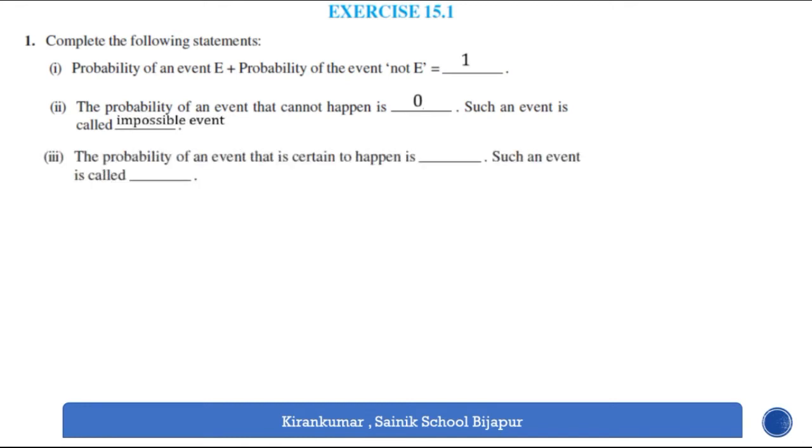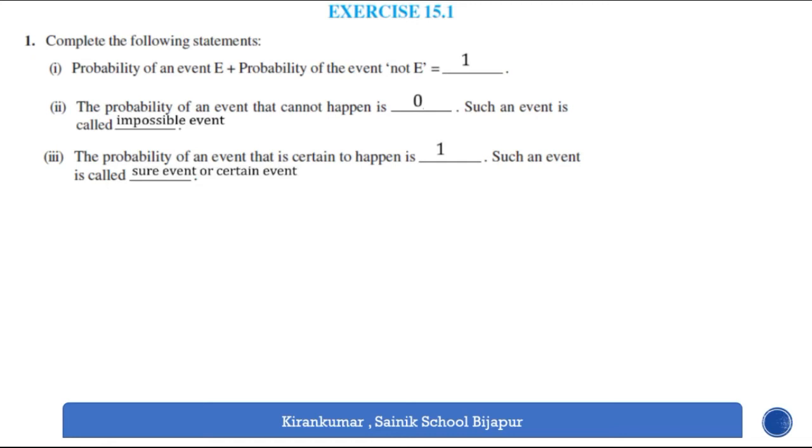Third one, the probability of an event that is certain to happen is dash. Such an event is called dash. The probability of an event that is certain to happen is always 1. Such an event is called a certain event or a sure event.